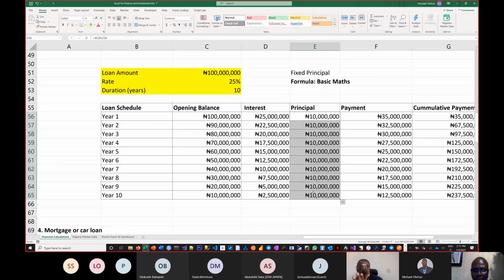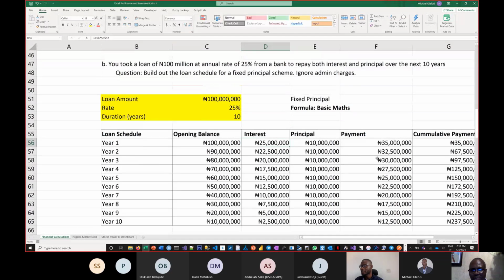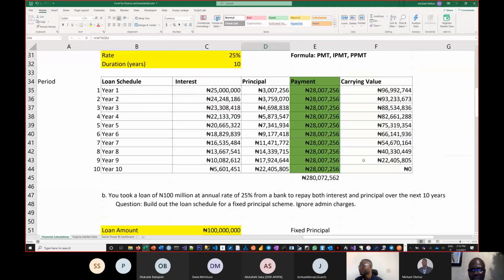They spread the principal for you, and then you pay interest over the outstanding. Your interest will be varying, but your principal is always going to be the same. So every year, the amount you pay varies, to cover both interest and principal. You pay more at the start because you have a lot more outstanding, so interest is higher, and then you pay less as you get closer to the end of the loan. Okay, so now that you understand those two differences, let's see how you can compute them.